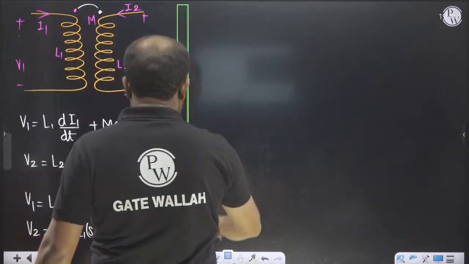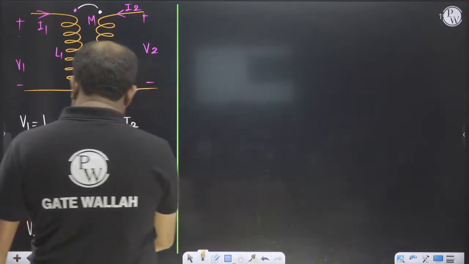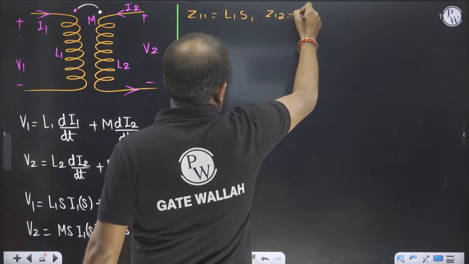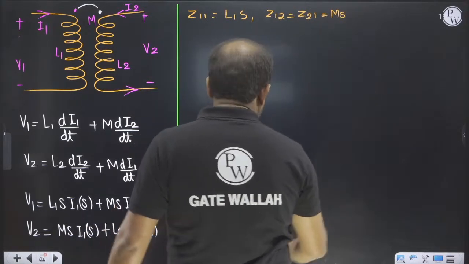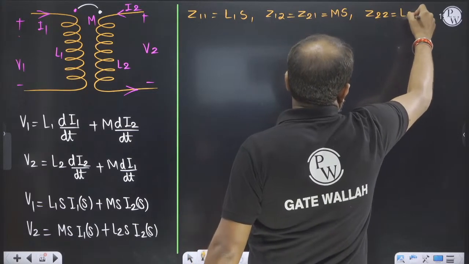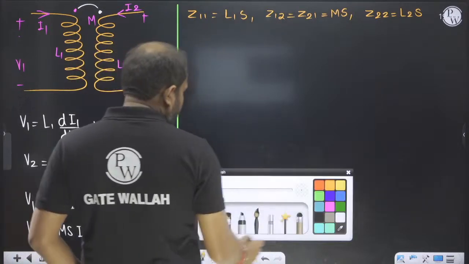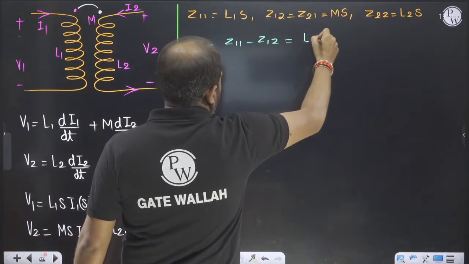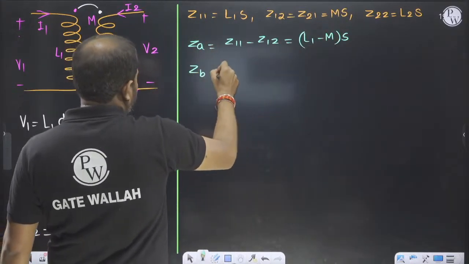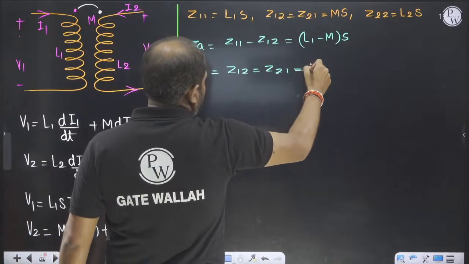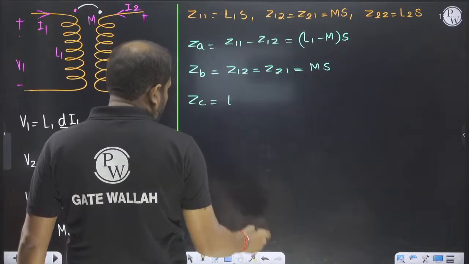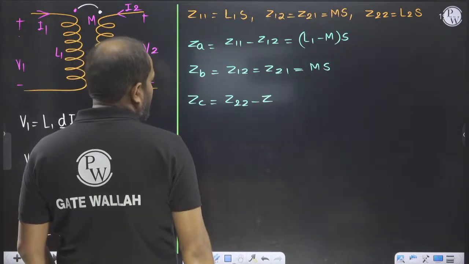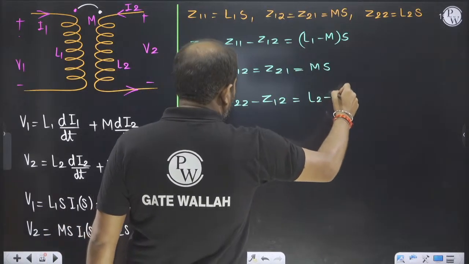From this we can derive the relations. What relations can we derive? Z11 will be L1s, Z12 and Z21 will be Ms, and Z22 will be L2s. Then ZA is equal to Z11 minus Z12, so it will be L1 minus M into S. ZB is Z12 or Z21, so it will be MS. And ZC is Z22 minus Z12 or Z21, so it will be L2 minus M into S.